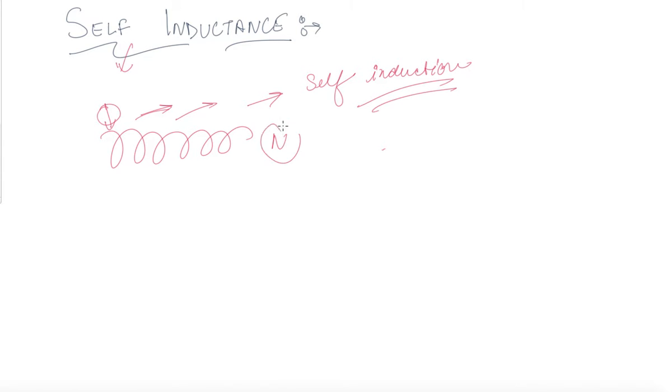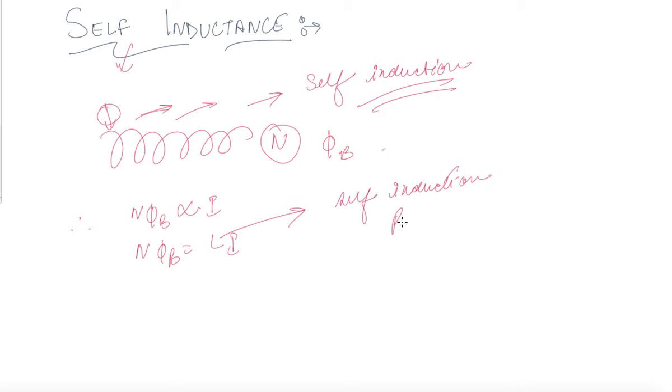Now we know, let the number of turns be N, and the flux be phi B. Therefore, we know N phi B is directly proportional to I, which is N phi B is equal to L into I. And this particular L is known as your self-induction proportionality constant. So this is what we can understand.